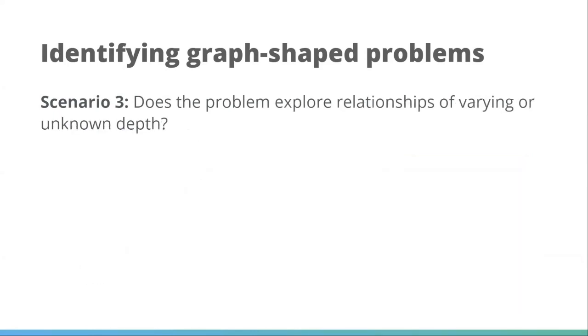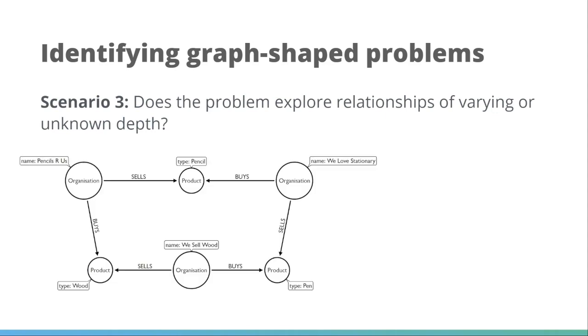Okay, so scenario number 3. Does the problem explore relationships of varying or unknown depth? So let's bring up our example. An example we've got here is a supply chain example. On the left, you can see we have an organization called Pencils Are Us, and Pencils Are Us sells pencils. Those pencils are bought by an organization called We Love Stationery. They're a stationery provider and they sell all sorts of stationery.